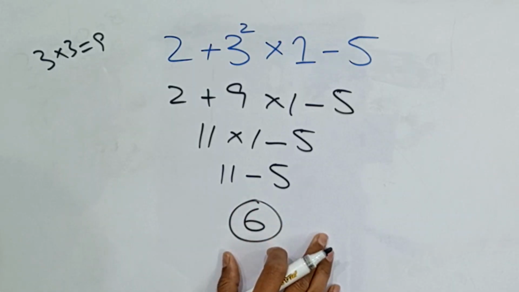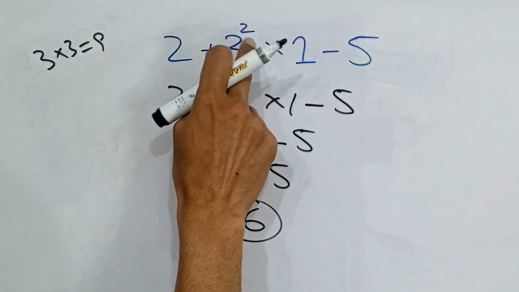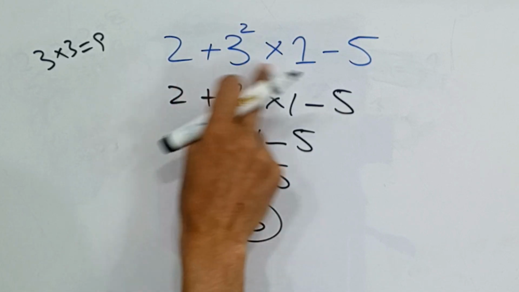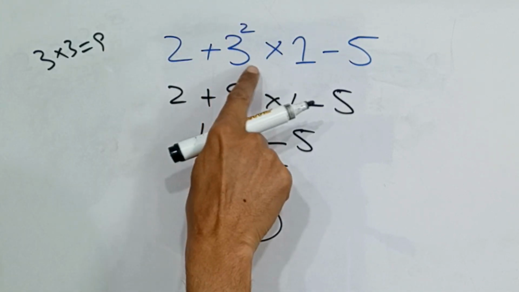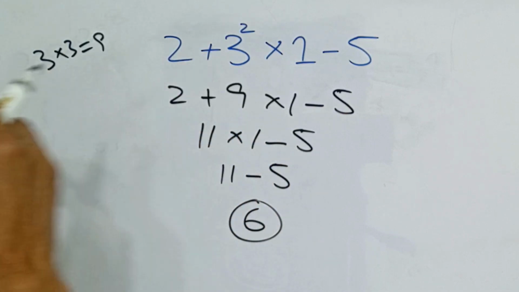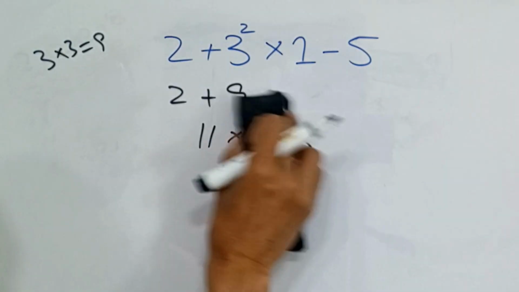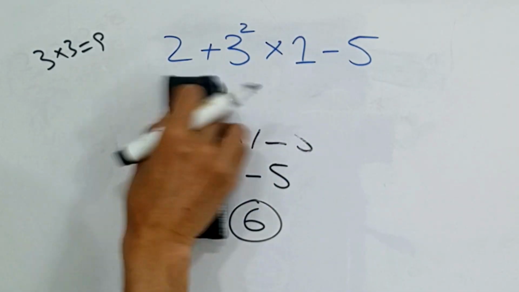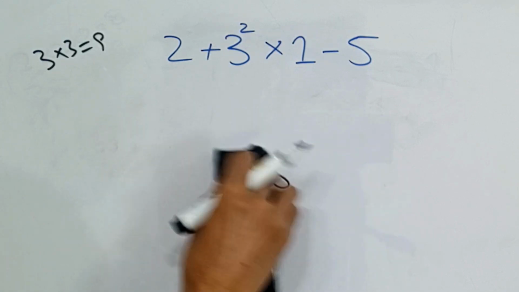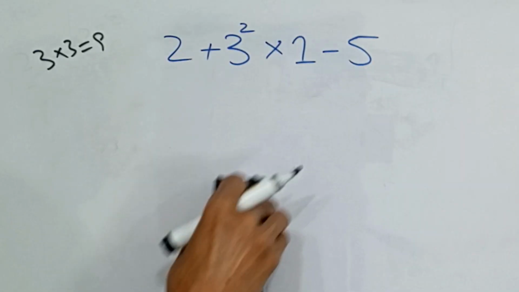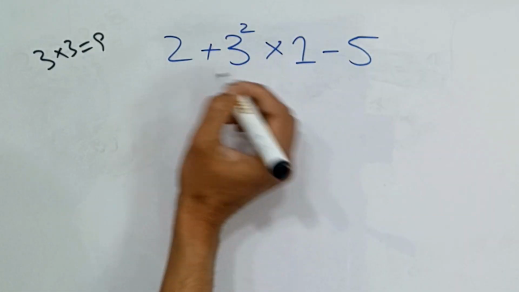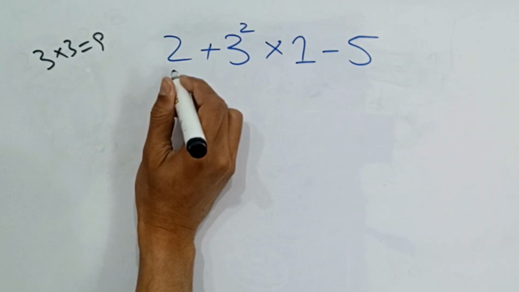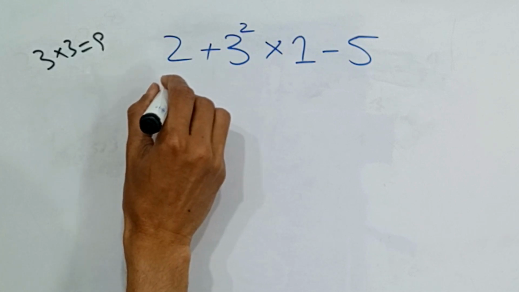But this is wrong. Why? Exponent must be done before addition and subtraction and multiplication and division. So follow the order of operations. We use the PEMDAS rule. Multiplication and division must be done after exponent, then addition and subtraction, right? So now let's solve this correctly.